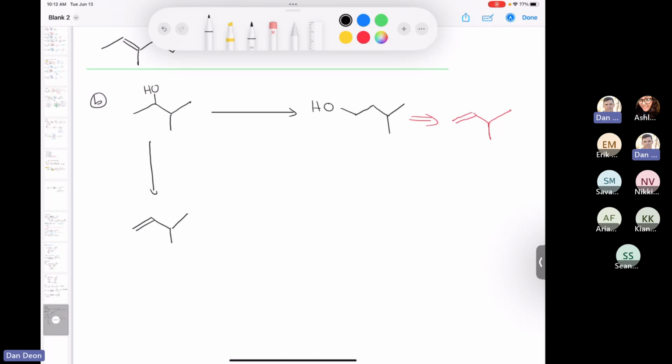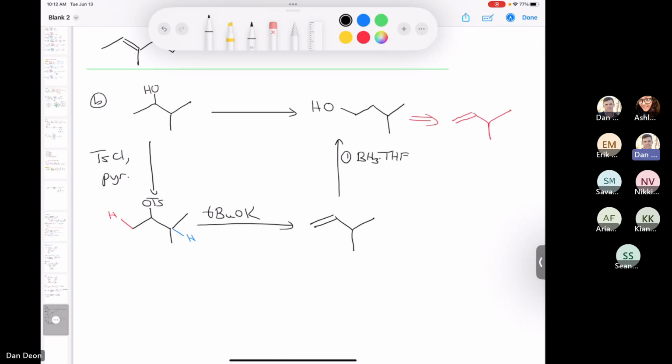Yes, thanks, Savannah. Exactly. So if I used tosyl chloride and pyridine, then I would make a tosylate, and then I could remove this proton, right? I've got two beta protons, but I can remove the red one by using a hindered base, like potassium t-butoxide, and that's going to give me that alkene that I wanted. And then to do an anti-Markovnikov addition of water, I just treat it with borane and THF, followed by hydrogen peroxide and sodium hydroxide. Done. Done like dinner.